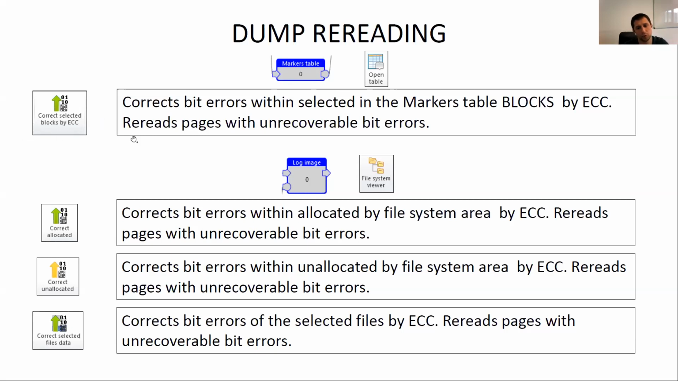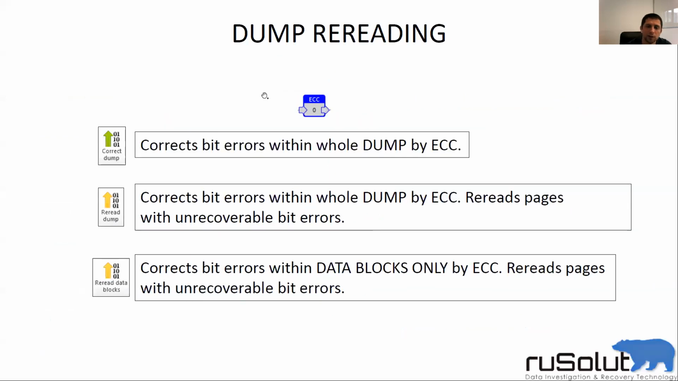And the last place where you can run that rereading is in the logical image, in the file system viewer. You can try to read allocated space, and it will read the sectors in the area allocated by the file system. You can try to reread unallocated space, or you can try to reread selected files' data only. So you have many options where you can run this rereading, and it's up to you which one to choose.